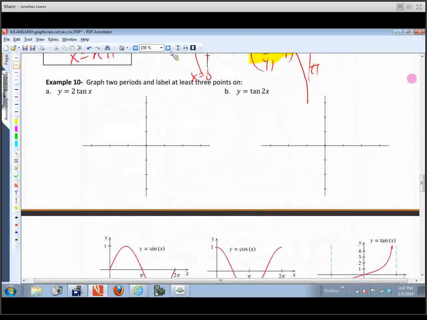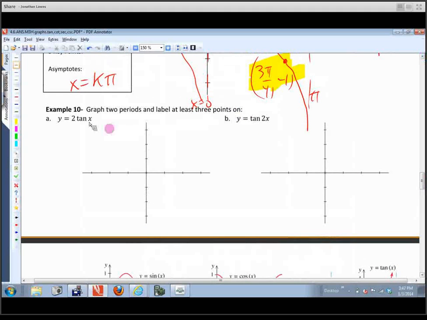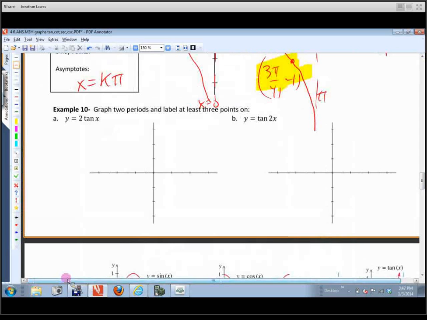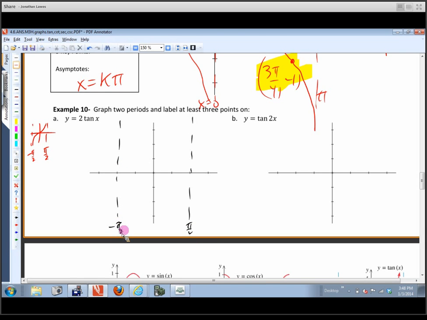So I'm going to blow this up, and we're going to think about this for just a second. 2 times tangent. So I find this to be a little bit useful. Okay, I think about the general shape. It looks like that. The 2 is just a vertical stretch. All it does is take all the y values and make them twice as tall as they used to be. So this is negative pi halves, and this is positive pi halves. So I've got asymptotes there. And those are x coordinates, so those don't change at all. So I'm going to put an asymptote right here at pi halves and right here at negative pi halves.